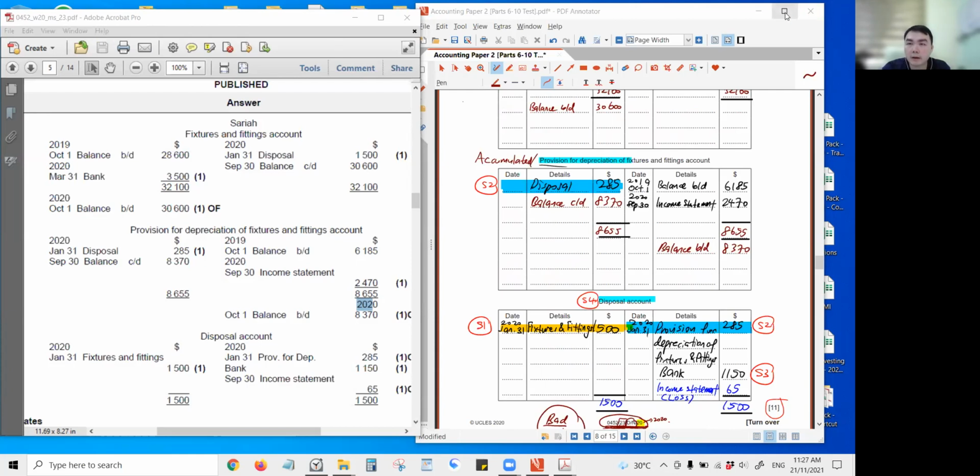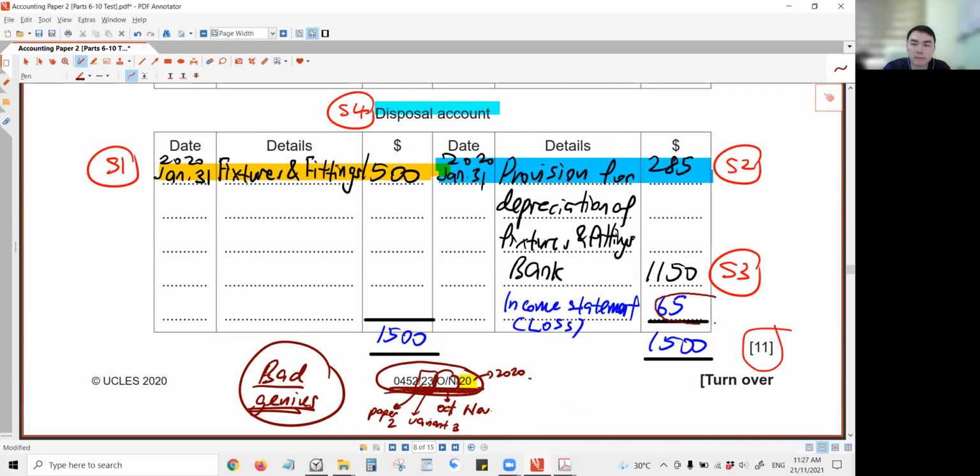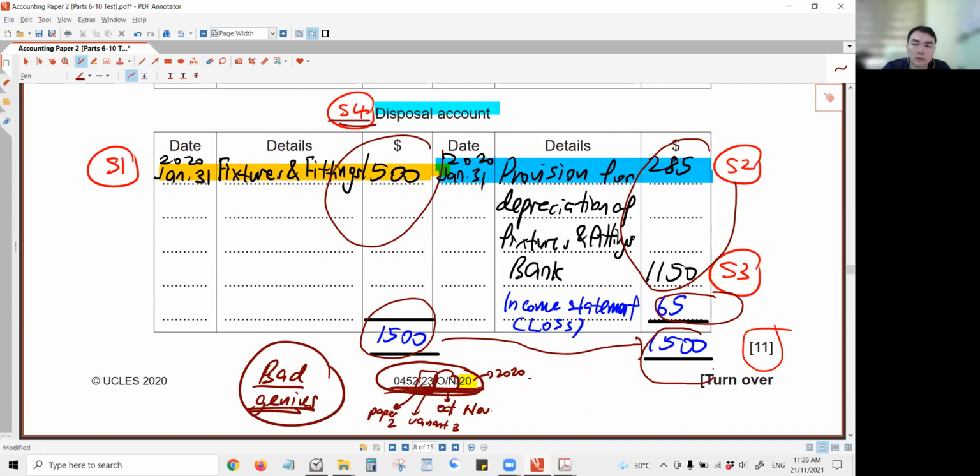How does the 65 come about? That's the last step of disposal. You see which side is greater, that's the fourth step of disposal. In this case, the debit side is greater, so I put it here. I total up the debit side, then copy this to here. Take the 1500 minus the two figures here, then I can get the 65. That's loss on disposal. So that's how you got the 65.